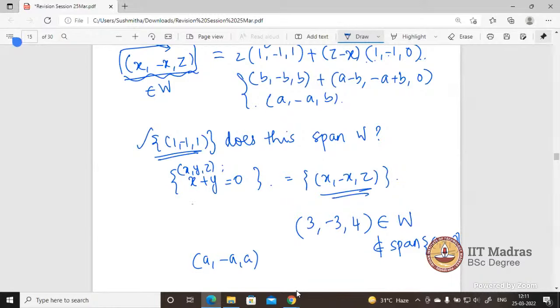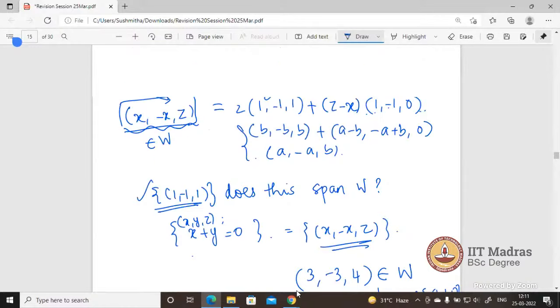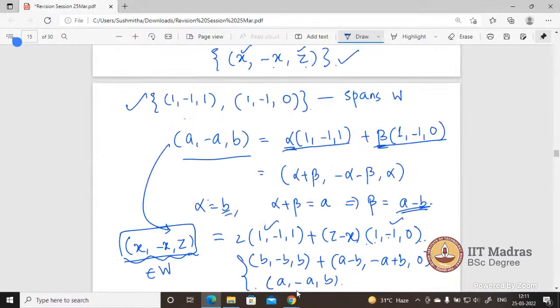Z is independent. Z can be anything. Even the other one is the same: 1, minus 1, 0 also cannot do it. You can't take the other one either. So this is a minimal spanning set.